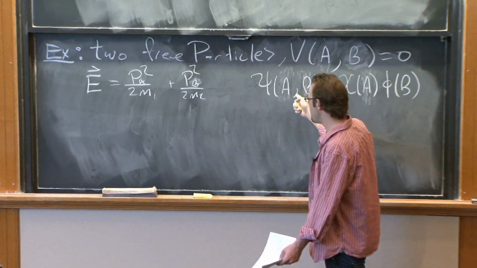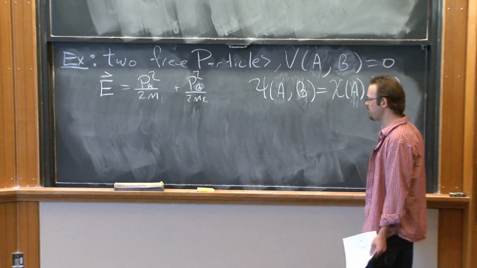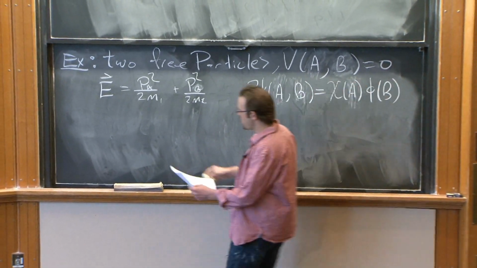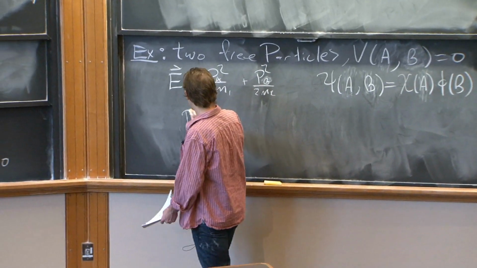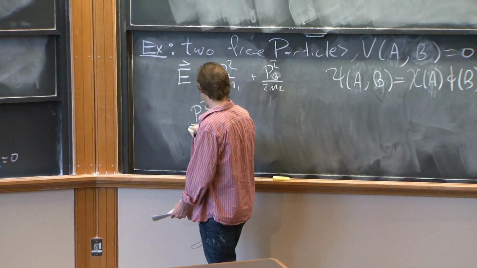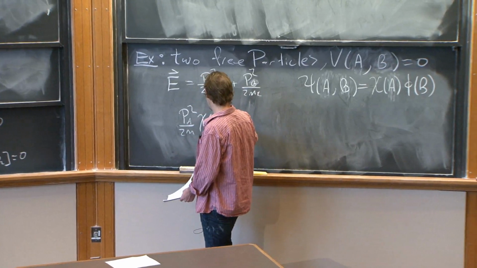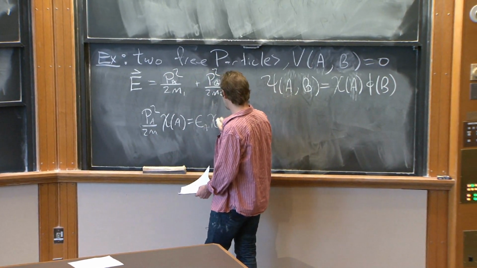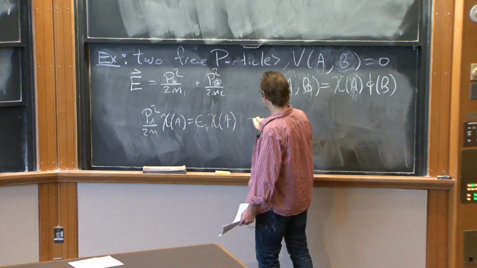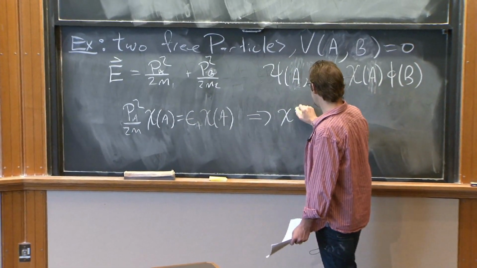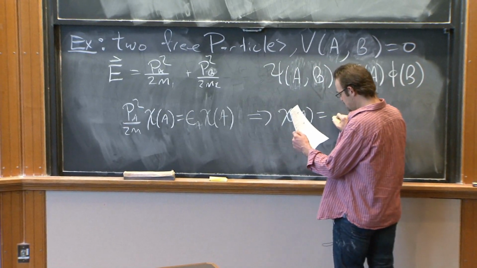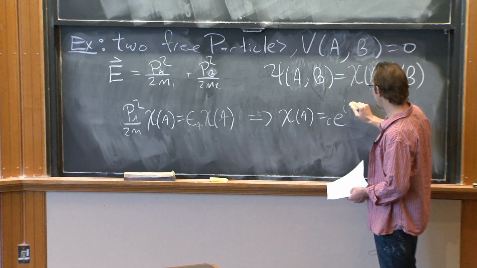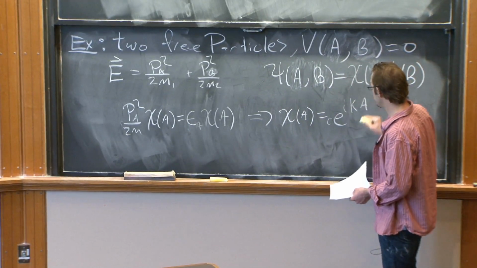So here, instead of calling them the positions x1 and x2, I'm going to call them A and B just because it's going to be easier to write and make things clear. So here I'm using separation, and then P1 squared, or PA squared, upon 2m on chi of A is equal to EA chi A. And ditto for B, this tells us that chi of A is equal to some coefficient c, e to the I k A.